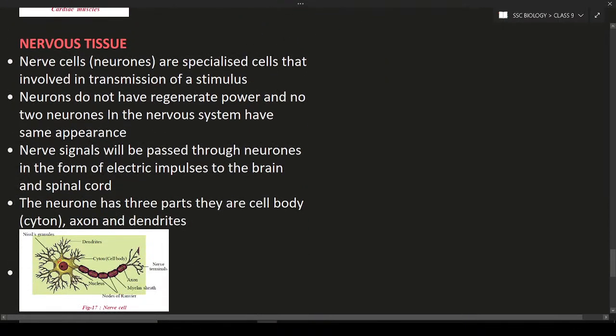And here you can see the nervous tissue. So what is nervous tissue? Nervous tissue or neurons, both are the same. These nervous tissues are specialized cells that are involved in the transmission of the stimulus. So what is meant by stimulus? For example, if you are walking on the road and suddenly there is a huge horn noise, that sound created in the environment is known as a stimulus. So now what will you do? You will respond to the stimulus.